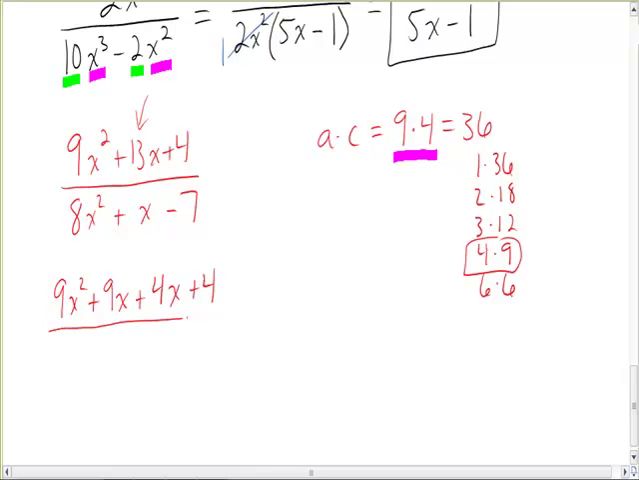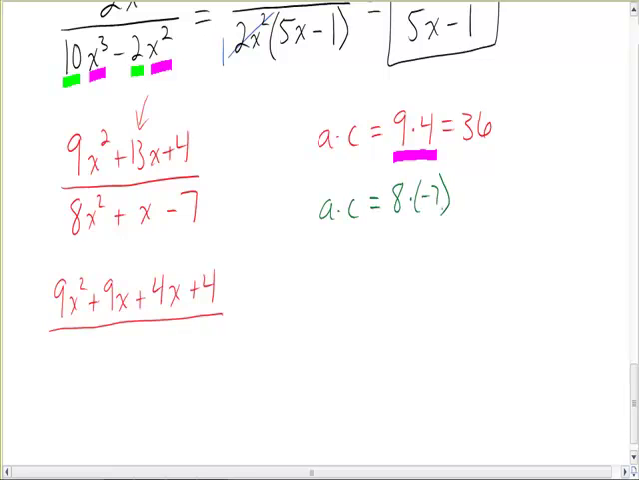Alright, now let's do the same thing with the bottom. You can see that we're going to be able to factor by grouping the top here, which we'll get to in just a second. But let's do the same thing with the denominator. A times C. Well, on the denominator, I'm going to get rid of these other factors over here because they're in my way. Do this in a different color. On the denominator, we've got A times C is 8 times a negative 7, because C is a negative 7, which of course is negative 56.